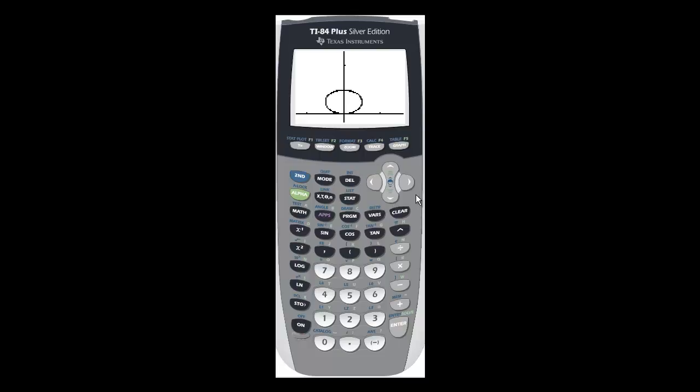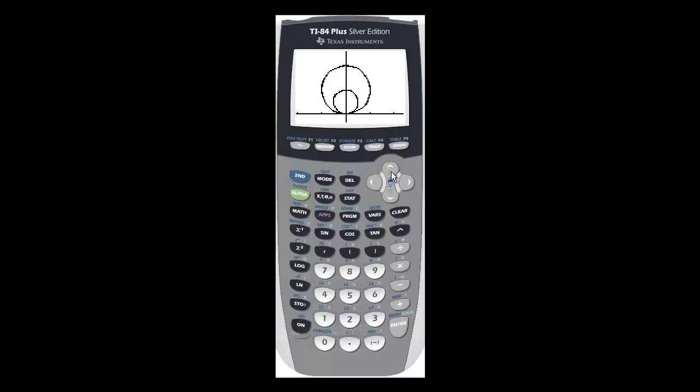Okay, it looks oval shaped, but we know the calculator screen is wider than it is tall, so let's do a zoom square. And you'll notice that that makes it look more like a circle. So that's the graph of r equals sine theta. If we go back and graph on that same axis, r equals 2 sine theta, then we notice that the 2 just caused the diameter of the circle to increase.